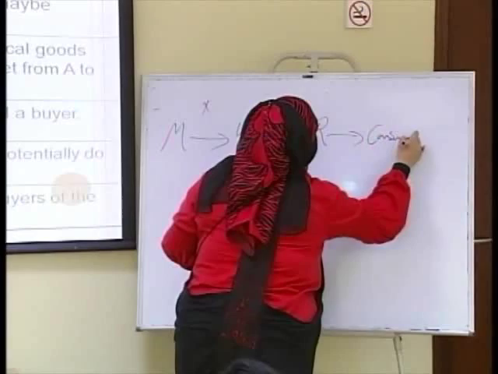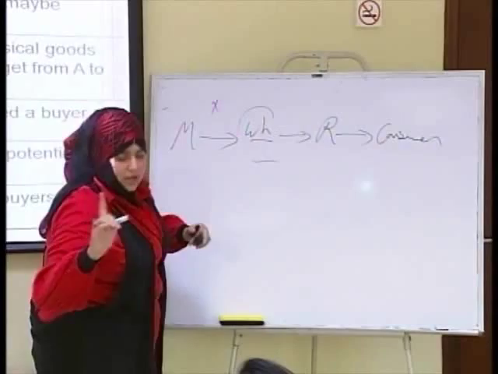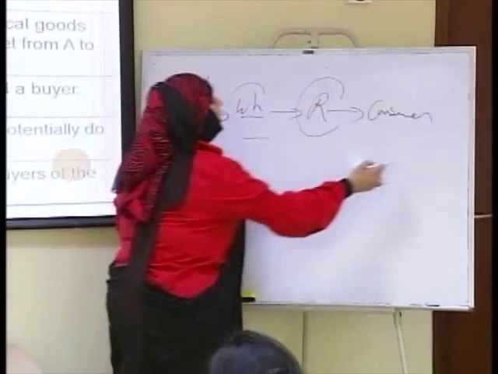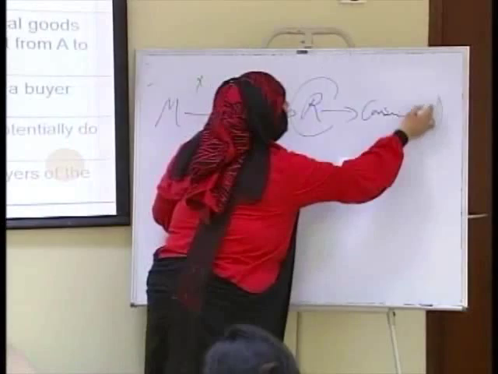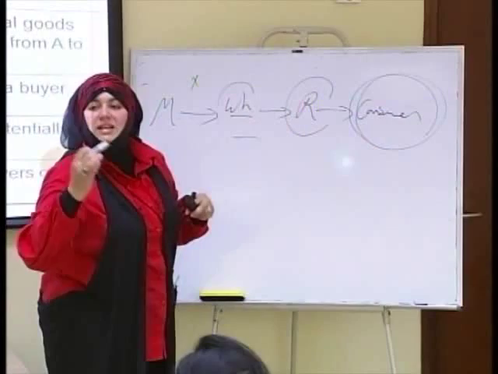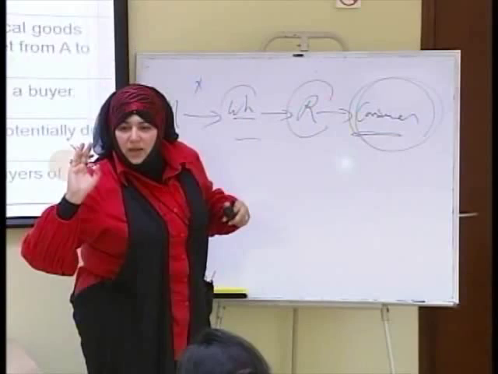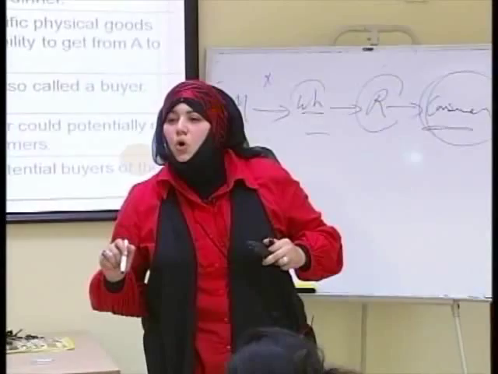So this means that the wholesaler is a customer or a consumer? A customer. The retailer? A customer. But the last one, the final consumer, is a consumer. Why? Because this person actually uses the product. So all consumers are customers, but not all customers are consumers. Agree? Okay.